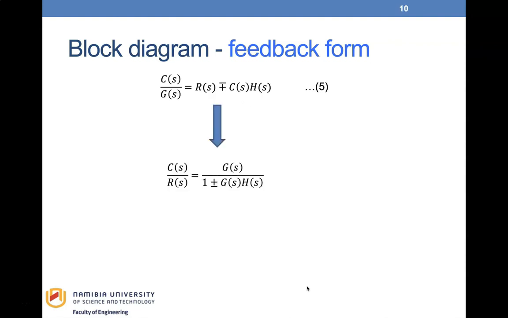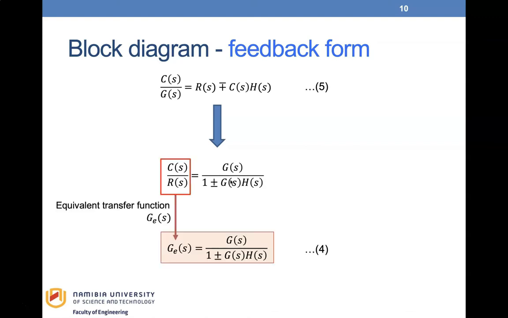Simplifying equation 5 will yield C(s) over R(s), which is equal to G(s) over 1 plus or minus G(s)H(s), where C(s) over R(s) is the equivalent transfer function for the feedback model. Also note that the product G(s)H(s) is called the open loop transfer function or the loop gain.